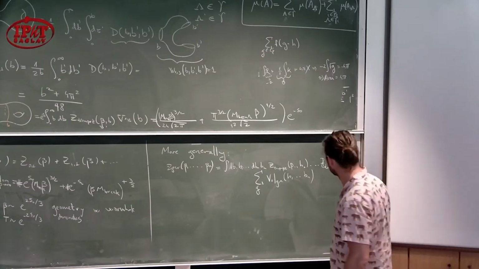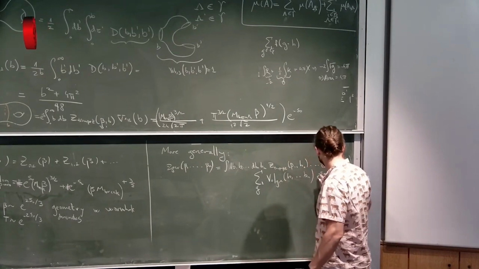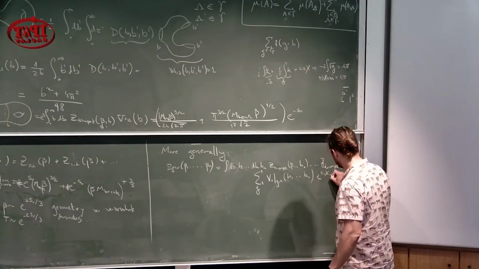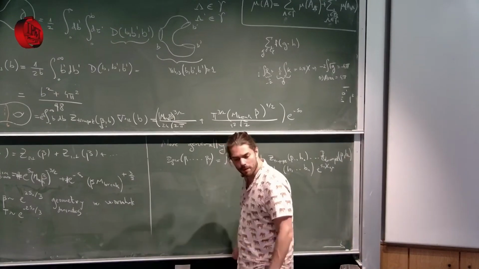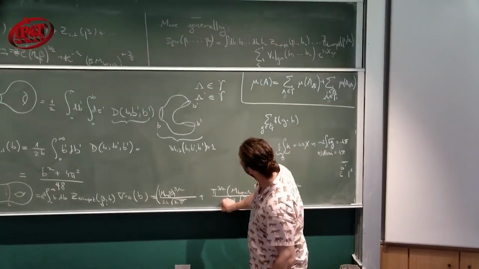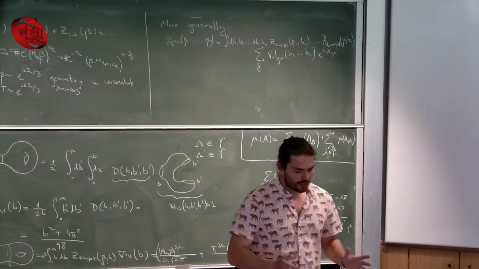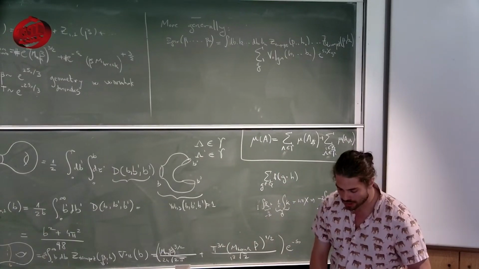Good. So I forgot an e to the S_0 times the Euler characteristic, e to the S_0 to the power of minus the Euler characteristic at genus g and n boundaries. Okay. So we've managed, in some sense, to do the gravitational path integral in this toy model to all orders in the e to the S_0 expansion.